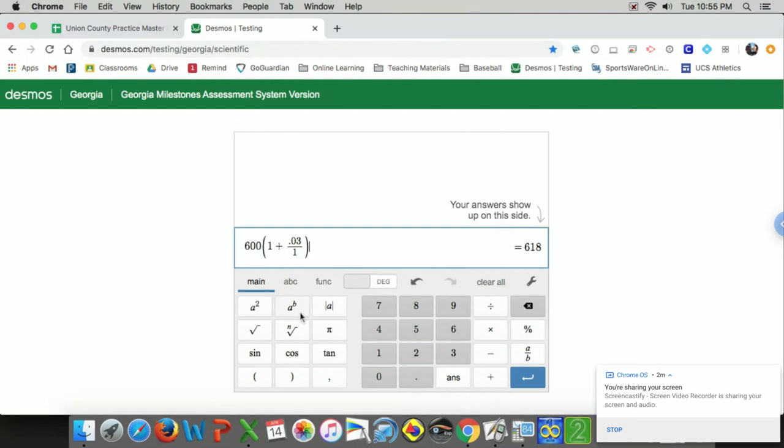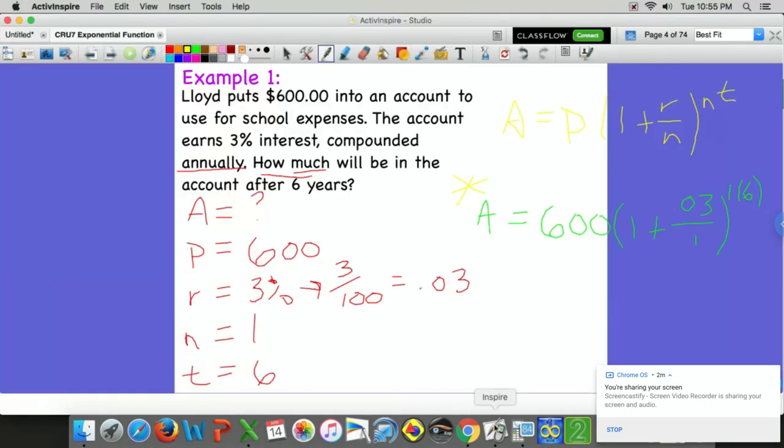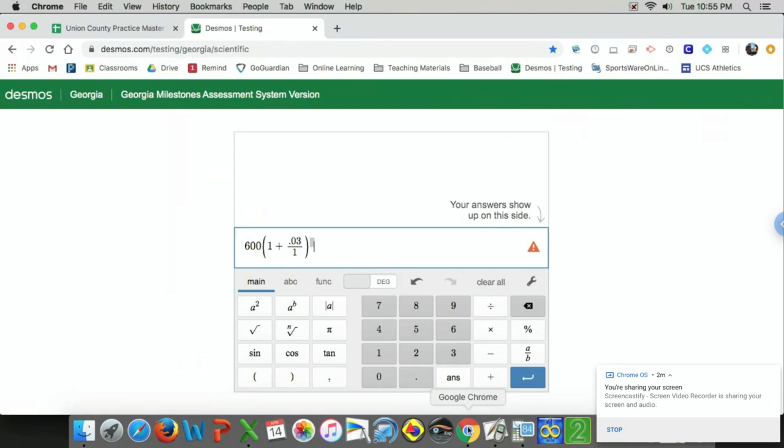You'll click this one right here, which raises it, and you're raising it to the power of parentheses 1 times 6, so 1, parentheses, 6. It automatically has your answer over there to the right, where it says your answers show up on this side. Hopefully you guys can see that. So our answer is going to be 716.4313779.